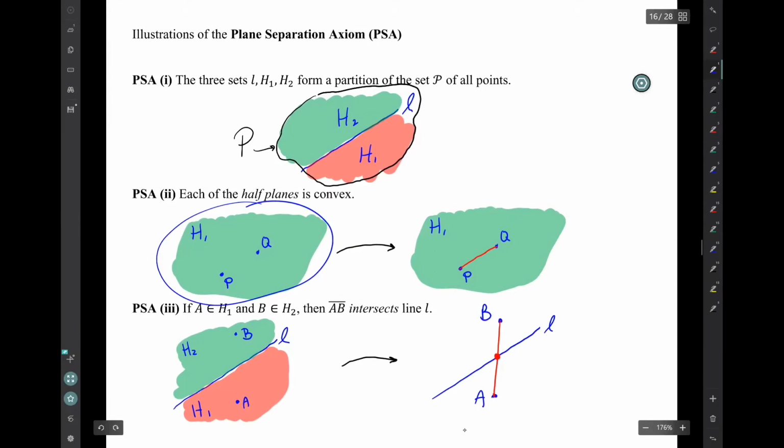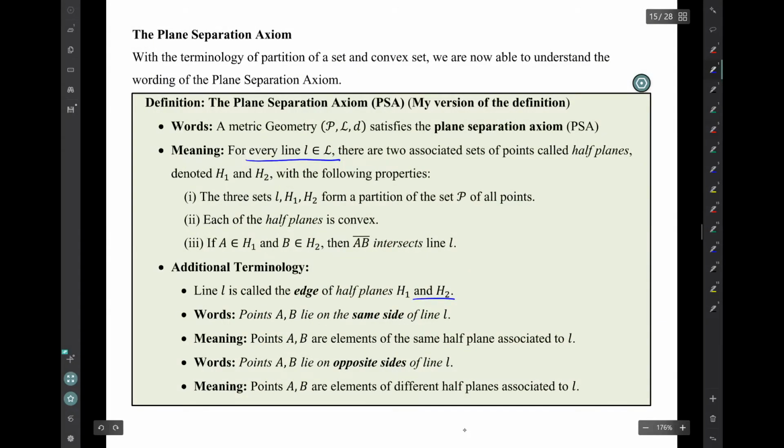Those 2 points are in half-plane H1, and that means that they're on the same side of line L. These words, points A and B lie on opposite sides of line L, well, those words simply mean that points A and B are elements of different half-planes associated to line L.